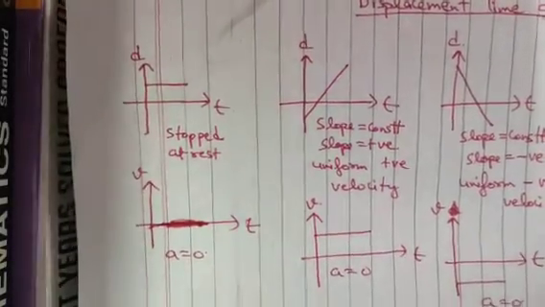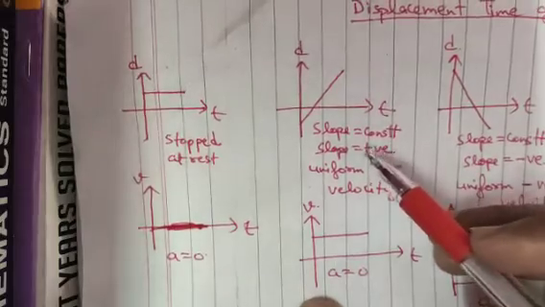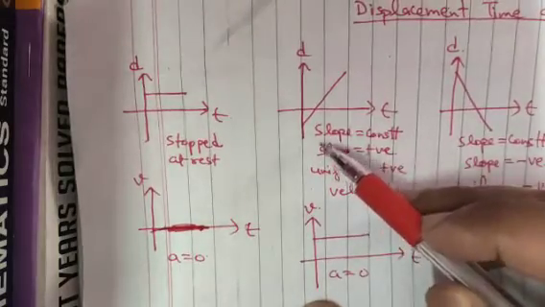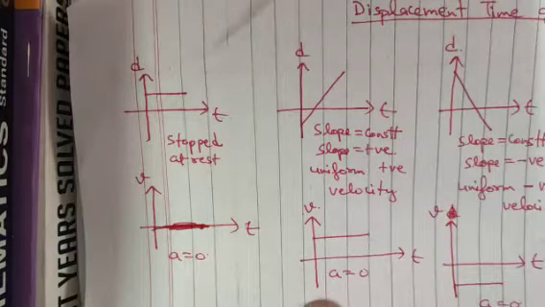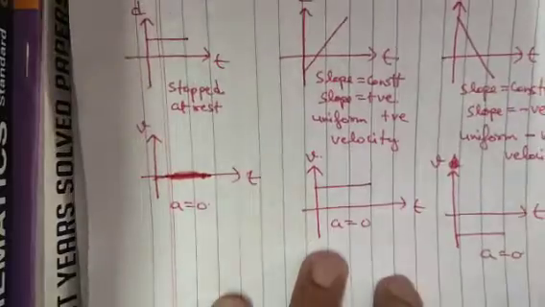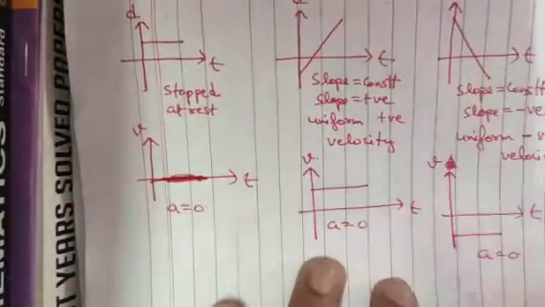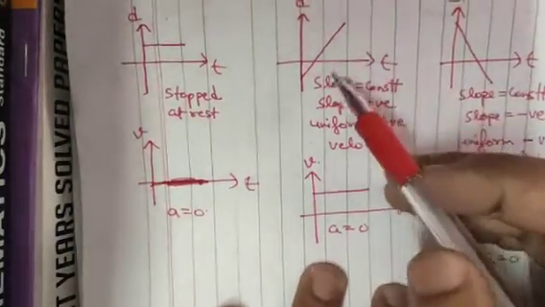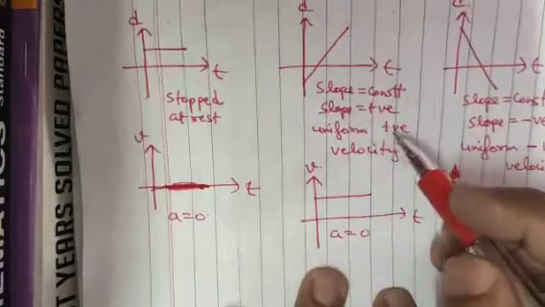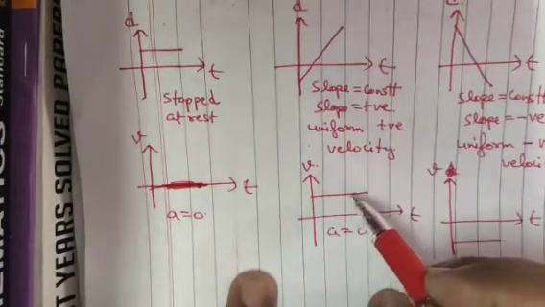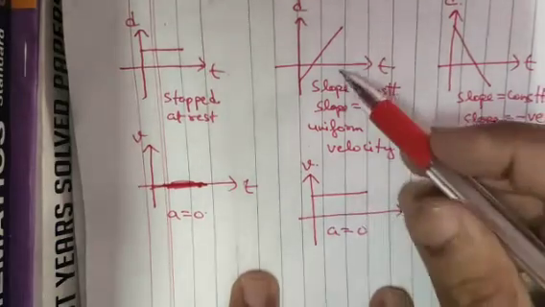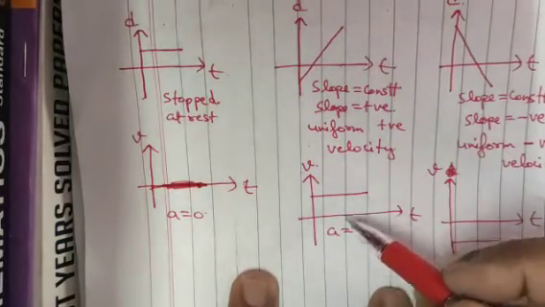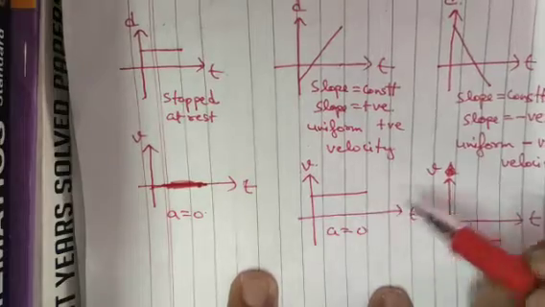Okay, second case, when the slope is constant and it is a positive slope. So the body is moving with uniform positive velocity. So the distance time graph will be in this manner. So what will be the velocity time graph? So velocity is constant, uniform positive velocity. So it will be like this. Velocity time graph corresponding to this situation will be parallel to the time axis.